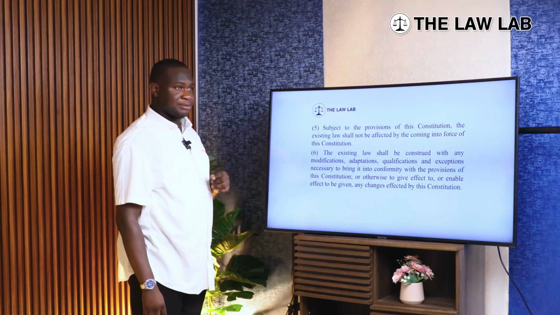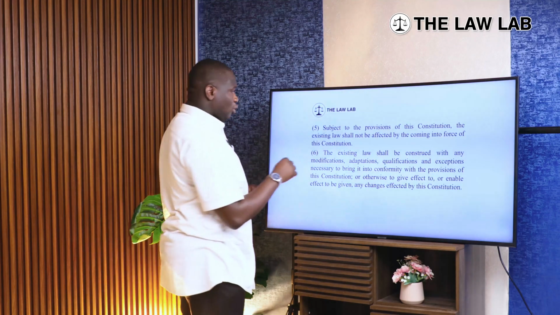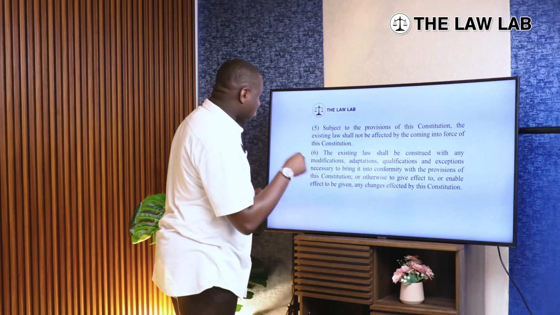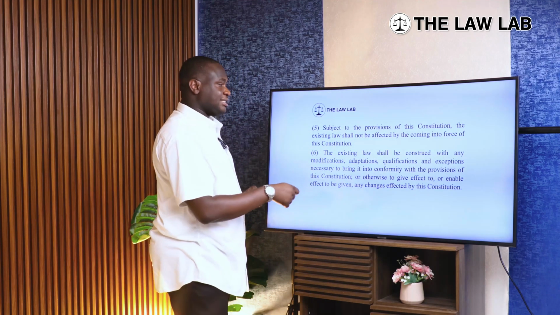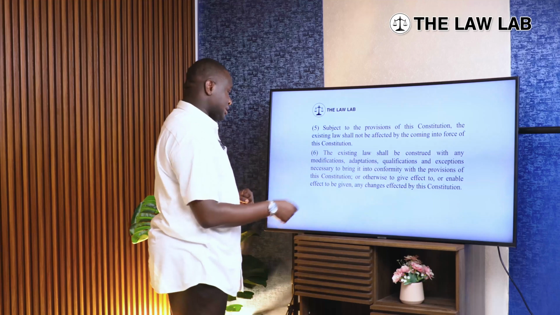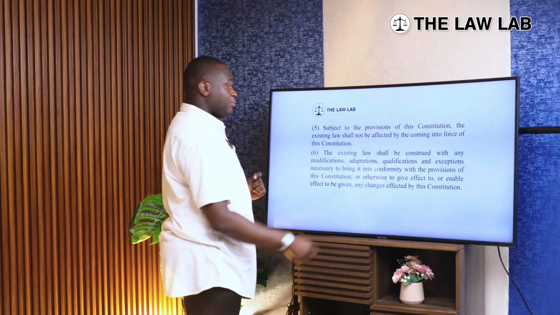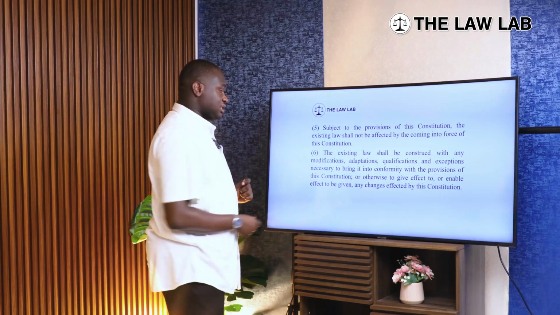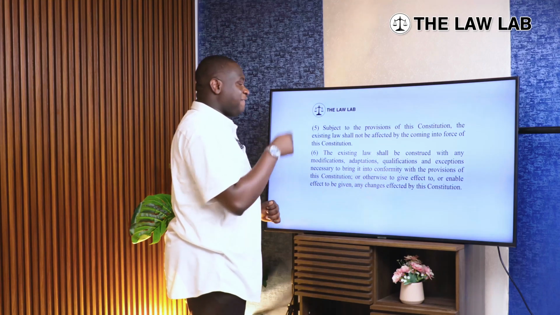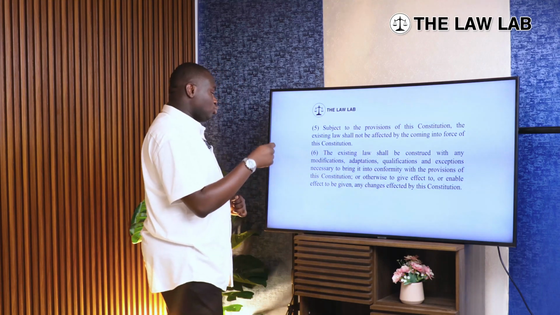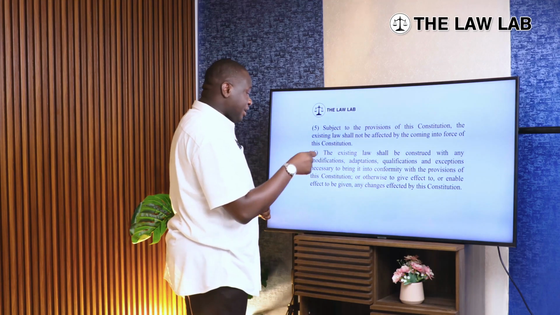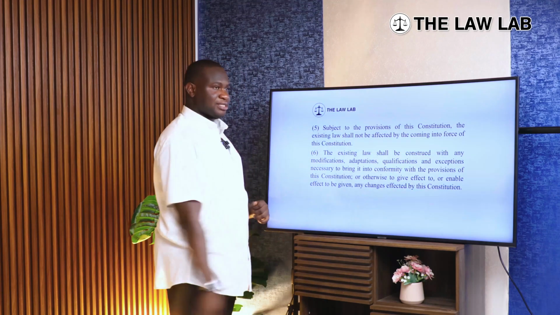So let's look at 6. It says, the existing laws shall be construed with any modifications, adaptations, qualifications, and exceptions necessary to bring into conformity with the provisions of this constitution, or otherwise to give effect to or enable effect to be given any changes effected by this constitution. The simple understanding you need to get is that, remember I mentioned early on that Article 1.2 clearly states how the Constitution is supreme.